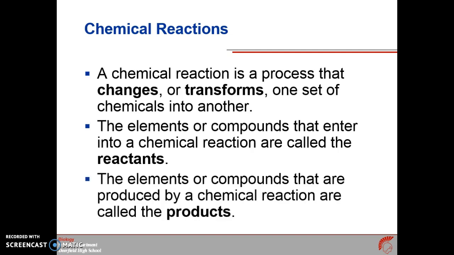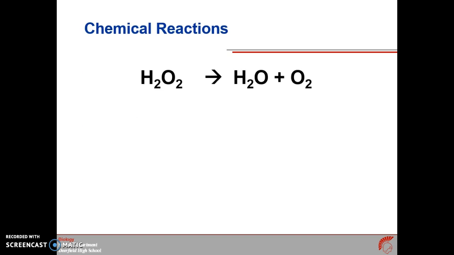The elements or compounds that are produced by a chemical reaction are called the products, and they appear on the right side of the yield arrow. So looking at this, you would read it, H2O2 yields H2O plus O2, where the H2O2 is the reactant, the arrow means yields, and the products are H2O and O2. H2O2 is hydrogen peroxide, H2O is water, and O2 is oxygen.